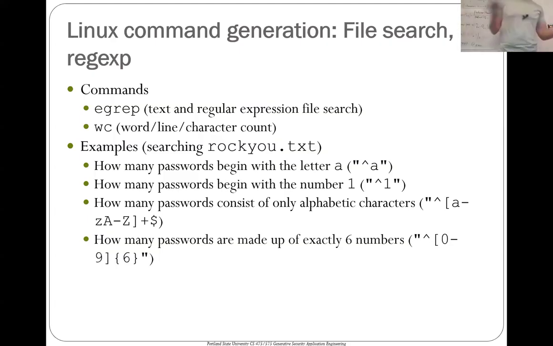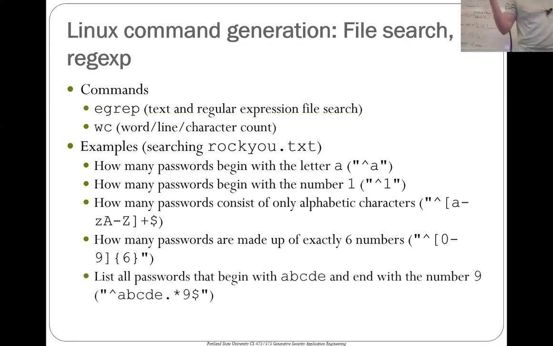How many passwords are made up of exactly 6 numbers? So ^[0-9] is the character to match, and then the curly braces says this is the number of these matches, exactly this number, 0 to 9, 6 times. And then that should have had, I don't know if that needs the $. It doesn't need the $. Okay, you have a regular expression person here, which I'm not, which is good.